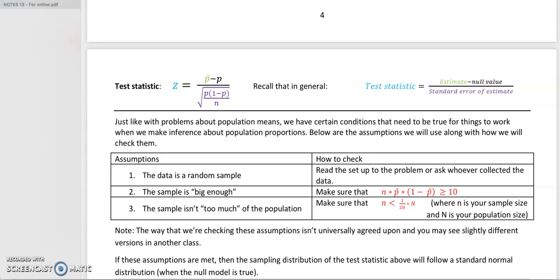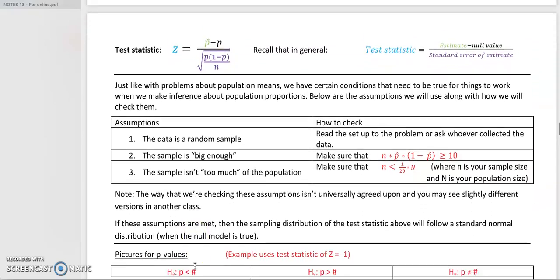Now that we've talked about setting up our hypotheses for a hypothesis test related to proportions, calculating a test statistic, and checking the assumptions to decide whether we can even do a problem like this, we can now talk about actually finding p-values and then do an example where we go through an entire problem from beginning to end.